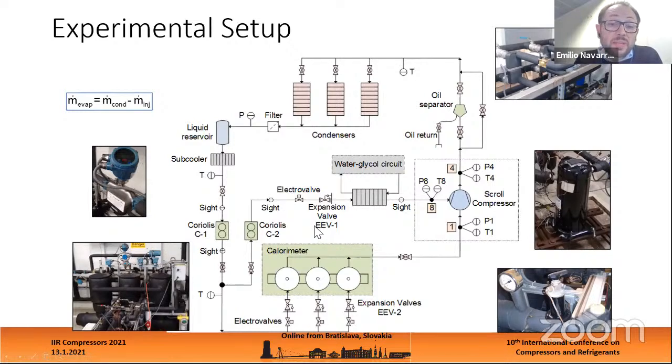In addition, it should be commented that we use 2 Coriolis meters to measure the mass flow rates, one to measure the mass flow rate from the condenser and the other one to measure the mass flow rate of the injection line. The mass flow rate at the inlet of the compressor is determined by the difference between the mass flow rate in the condenser and the mass flow rate in the injection line.